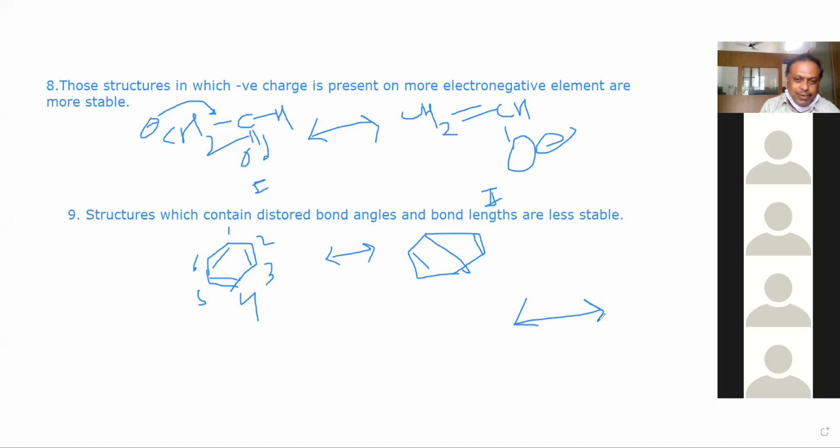And structures in which bond angles and bond lengths are distorted are less stable. This structure should be less stable. These are the rules for writing resonance.